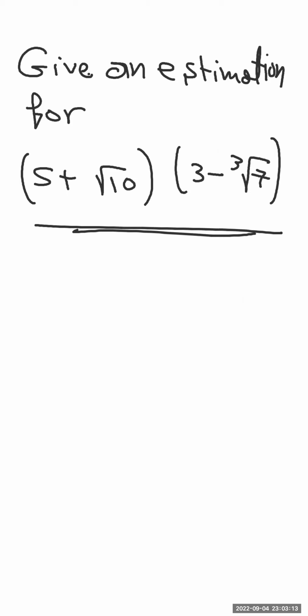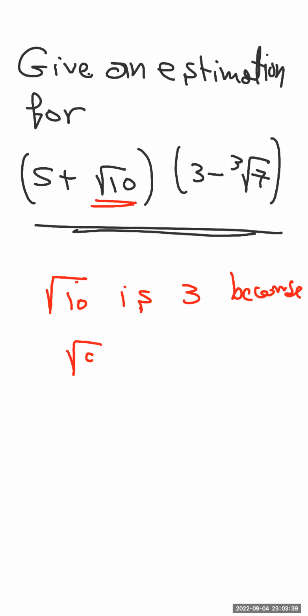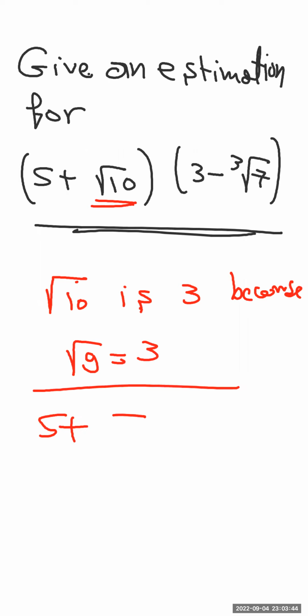Now, guys, for 5, there is no estimation because it's a constant number. Then what about square root of 10? The nearest square root to square root of 10 is actually square root of 9. So square root of 10 is about 3, because square root of 9 equals 3. So now 5 plus square root of 10 equals 5 plus 3, which equals 8. Okay?